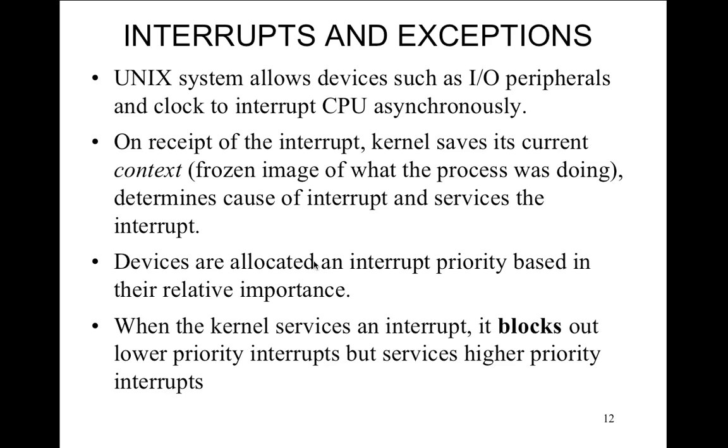Interrupts and exceptions. So Unix allows the device, such as an I/O peripheral or a clock, to interrupt the CPU asynchronously. So it can send a flare-up signal and say, hey, you can't read from me because I have a bad cluster. And then the kernel can say, oh, you have a bad cluster. Let's go tell the user. Bad cluster, bad disk, scratched disk or something.